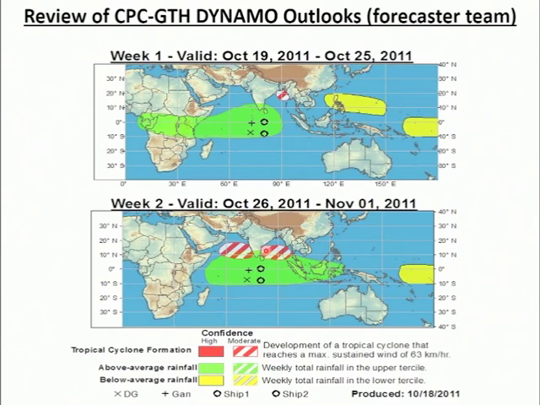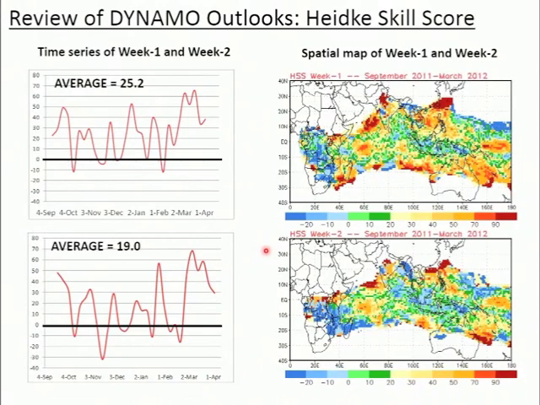And summarizing all the forecasts that were made during all Wednesday mornings during the DYNAMO campaign, here is the review of the Heidke skill score, the mean values for week 1. You see the average is about 25.2, and for week 2 the average is about 19. And the spatial distribution of this score, where the red values are good values and the blue values are bad values, shows mostly good values, with the exception of Africa and the Maritime Continent for both week 1 and week 2.